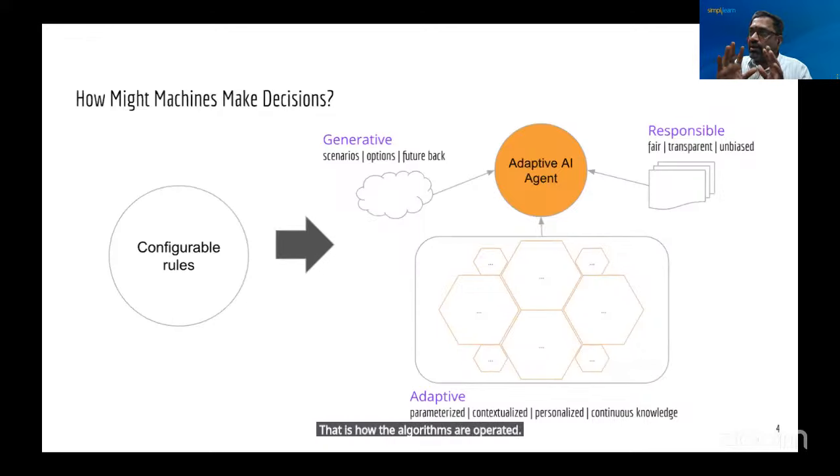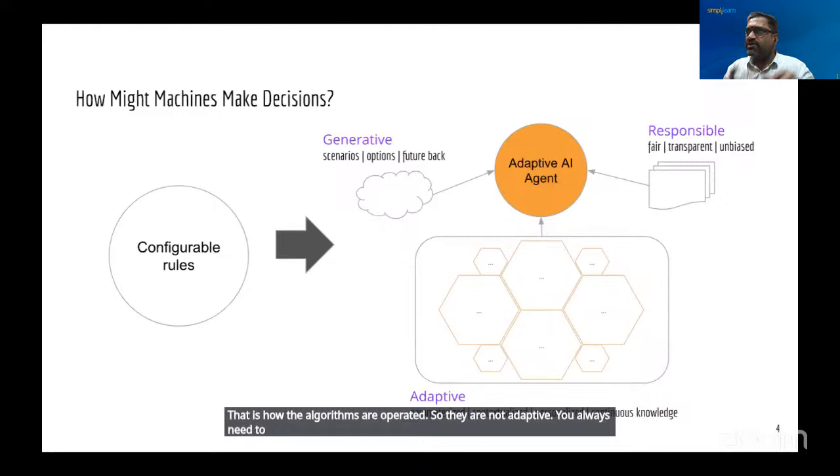So they are not adaptive. You always need to pass the 5 input variables to get the output variable. And you need to have a lot of labeled training data to create that AI. So this is called machine learning based artificial intelligence.